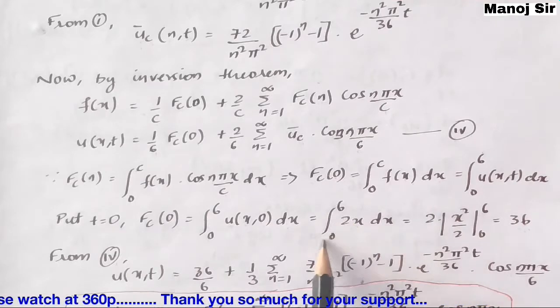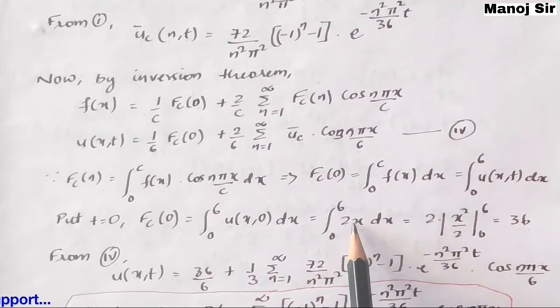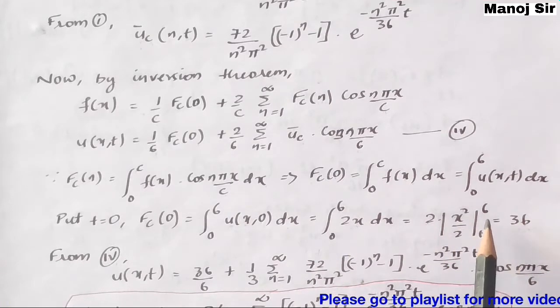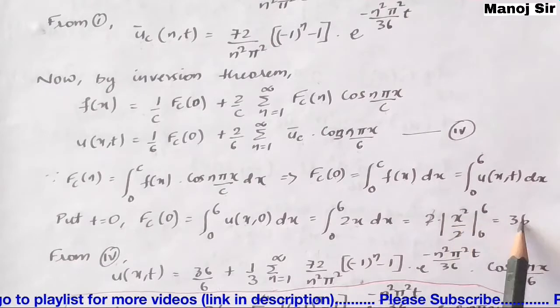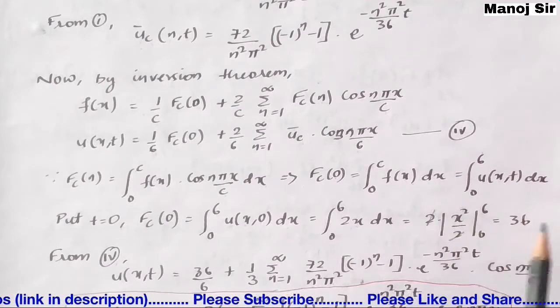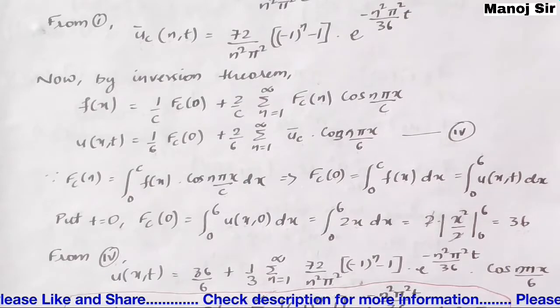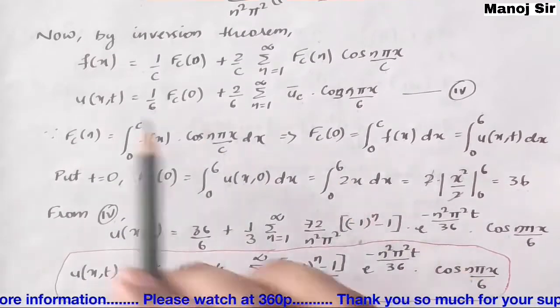Simply solve this integration 0 to 6 2x dx. 2 is here. The integration of x will become x square upon 2, with limits from 0 to 6. Now the 2 gets cancelled. If you put 6 here, this will become 36. If you put the lower limit, that will become 0. So this gives you the value 36. So we can say fc0 is 36. Now coming to this equation.